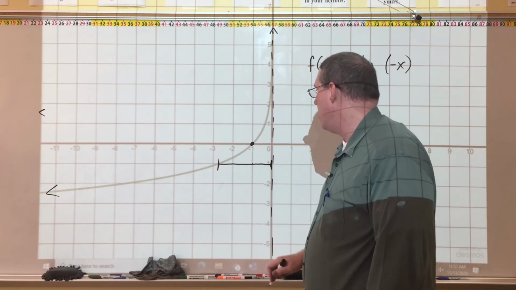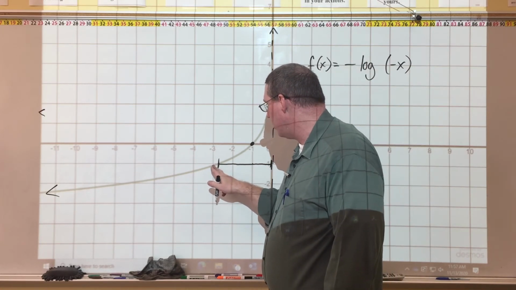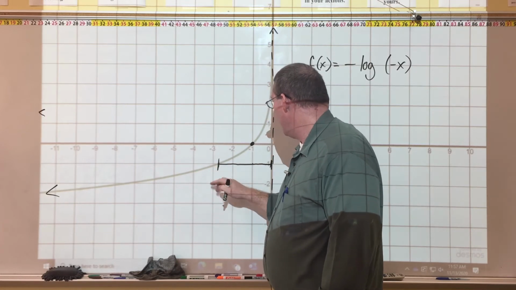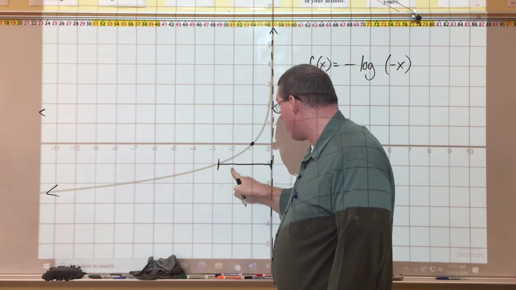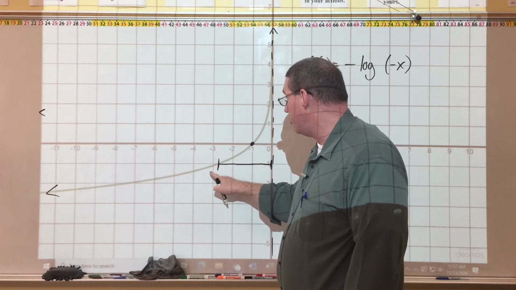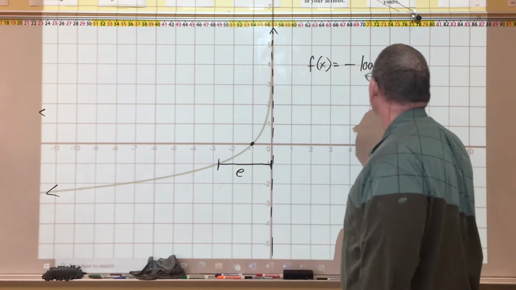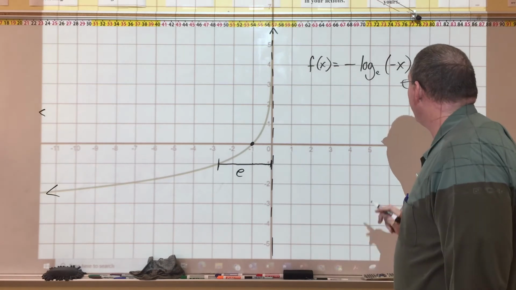And you can see that it's not quite at 3. At 3, it's clearly past -1, sorry. And so it's not at 3 and it's not at 2. It's somewhere between 2 and 3, and it's closer to 3. Therefore, this must be e. Therefore, this is going to be negative log base e of negative x.